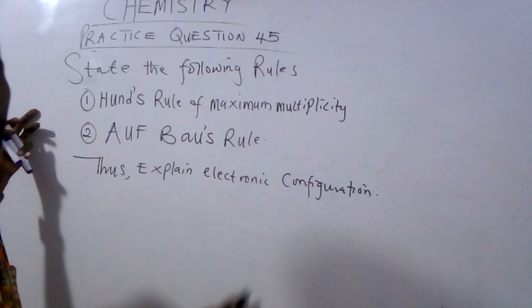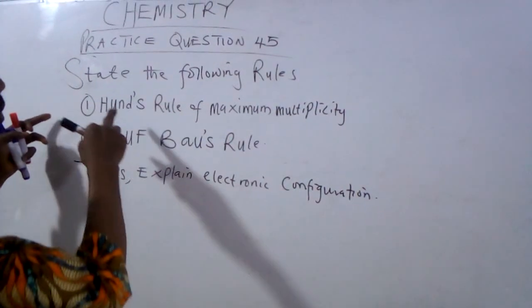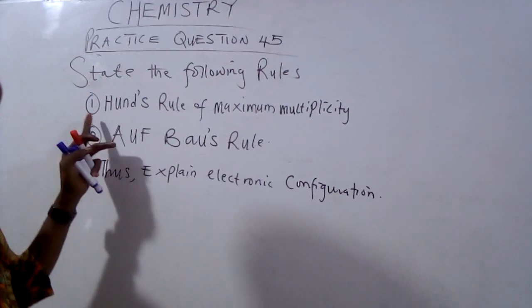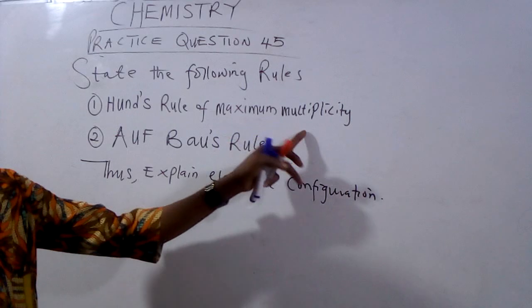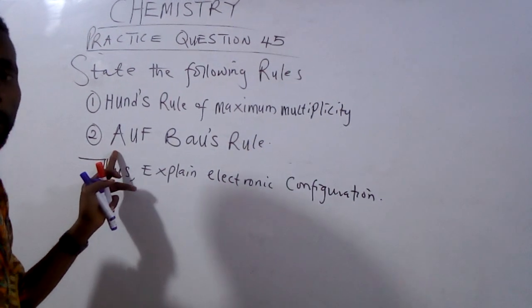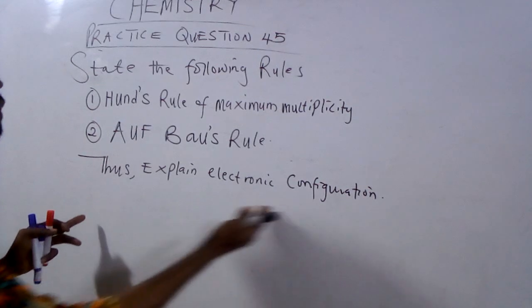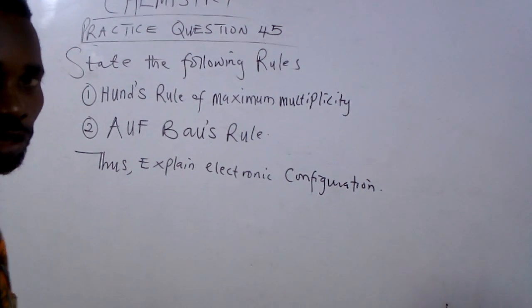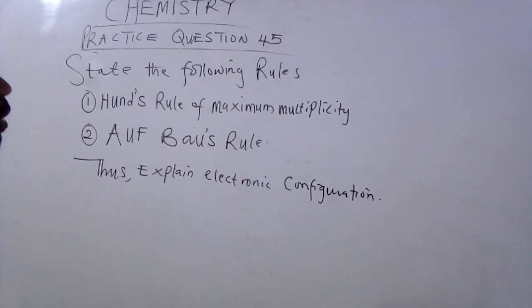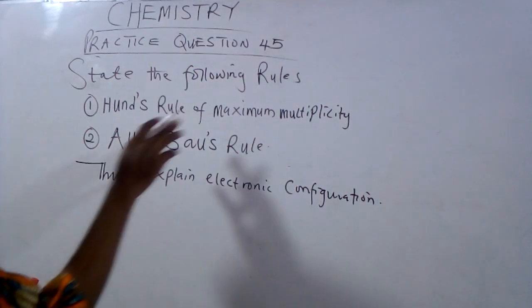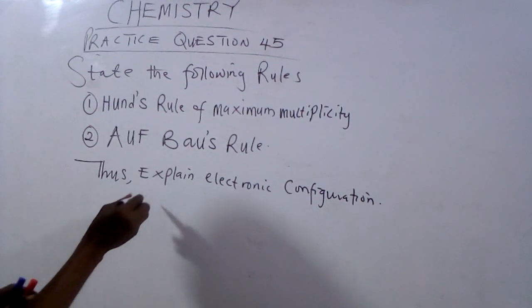We have a very interesting question that states the following rules. Number one, Hund's rule of maximum multiplicity, and number two, Aufbau's rule. Thus, explain electronic configuration. Now let's go there. State the following rules. Solution.